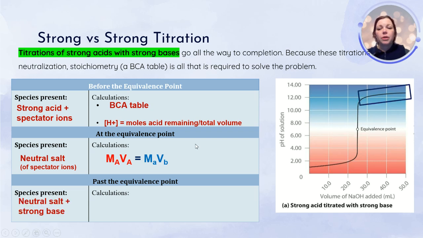Past the equivalence point, you've got your neutral salt and the strong base, because your strong base is in excess past the equivalence point. So then you would again do your BCA table to determine the moles of excess base, and then you would divide it by the total volume. And that would give you your molarity of OH minus.